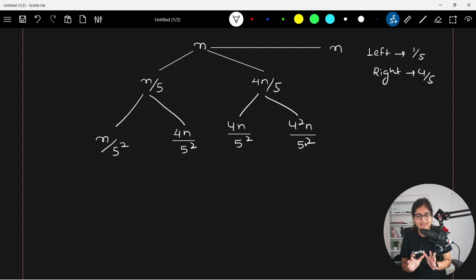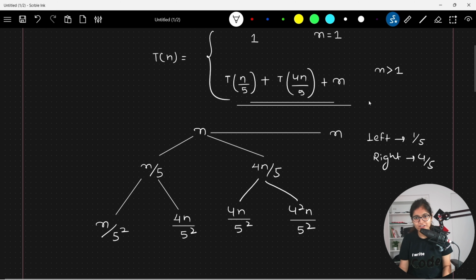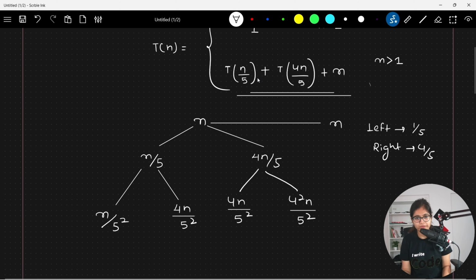I hope I am making sense. One thing I am trying to illustrate here is that whenever we approach the left hand side, as you can observe in the picture, we are multiplying by 1/5, and on the right side we are multiplying by 4/5, because that is the recurrence relation given to me, and the cost required to do so is n.